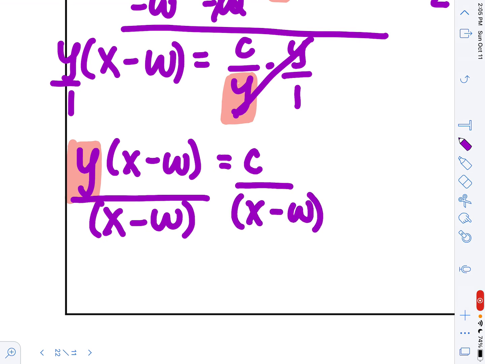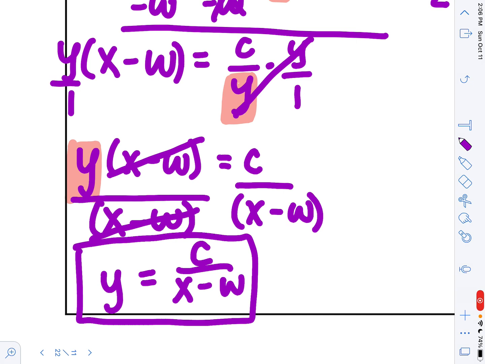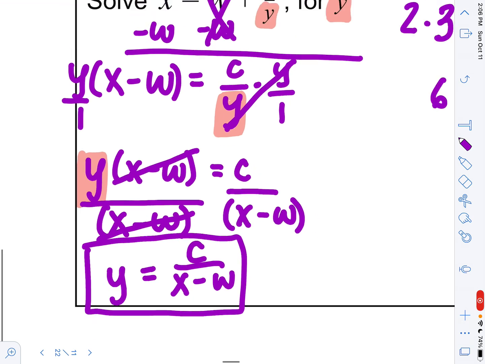We don't have to take the parentheses, I just want to show you we're canceling this whole thing out, and we're going to have y equals c over x minus w. Now we can't split this up. Don't do c over x minus c over w. If it was x minus w over c, that's when we can do x over c minus w over c, because they have the same denominator, right? This whole denominator comes as 1 when it's a subtraction sign in the middle, so that's your final answer.